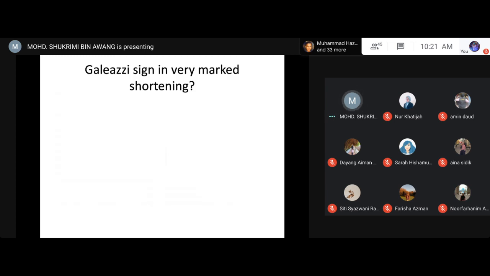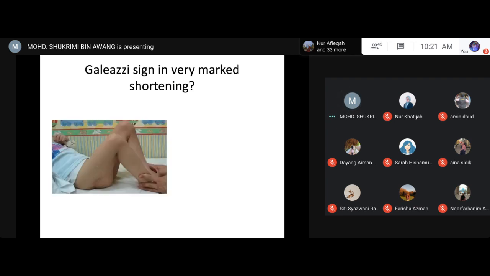So what happens if the Galeazzi is very much different, very much shortening, like in this case? You see the tibial tuberosity level is also different, the level of the patella is also different. So where do you think is the pathology? Right femur. Why do you say it's the right femur? Because this one also is not level. See, here also the patella is not level, the tibial tuberosity is also not level.